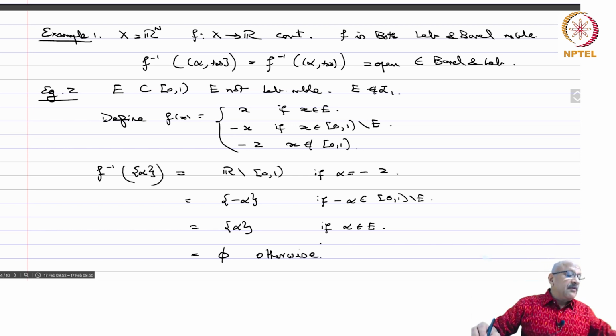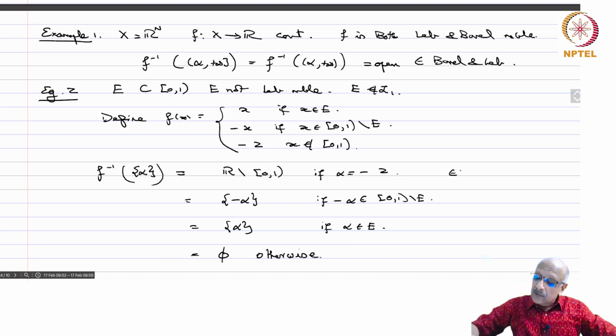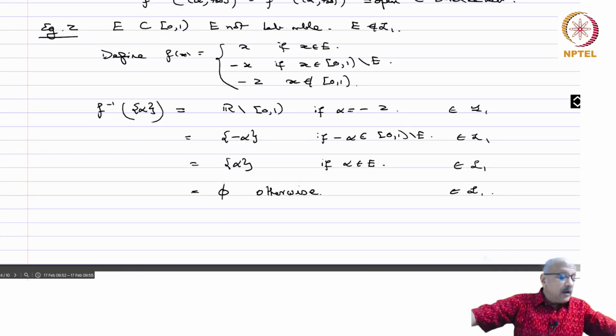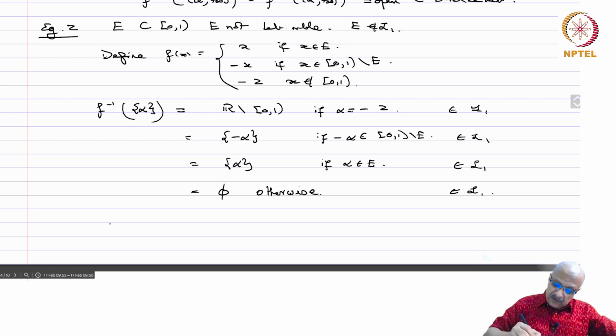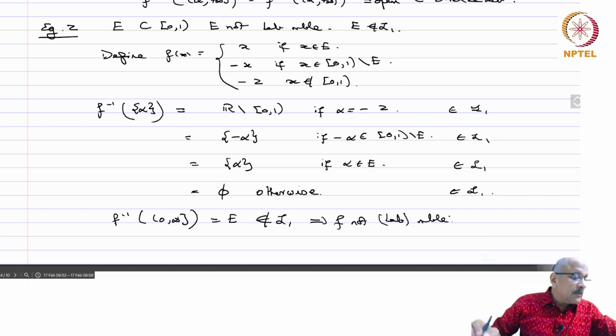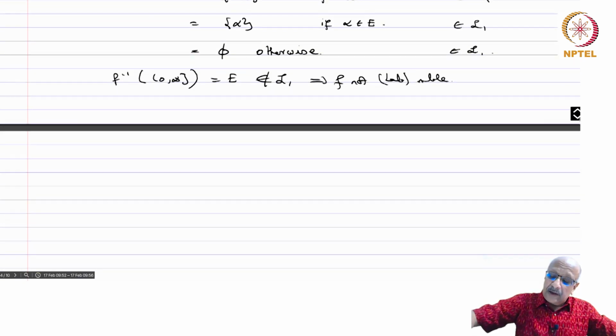So you can very easily verify all of this. So all of these belong to S, so every f inverse of singleton alpha is in S. Now if you take f inverse of (0, infinity), the only place where it takes positive values is on E, and this is equal to E, but this does not belong to L1, which implies f is not Lebesgue measurable. So measurability of singletons is not a test.